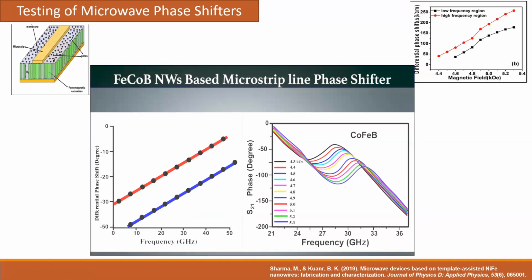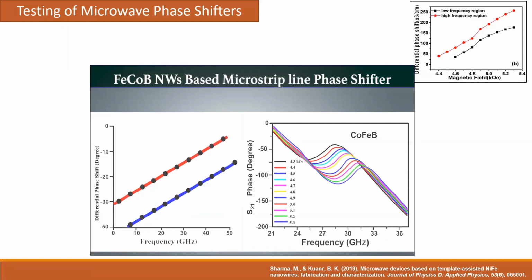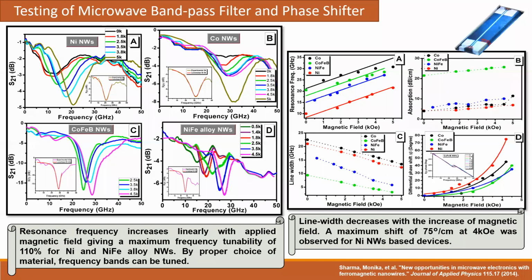And so these devices can be used as the band stop filter as well as for the phase shifter, isolator, and other devices. Okay. So the same materials can be used again as a band pass filter as well as for the phase shifters also.